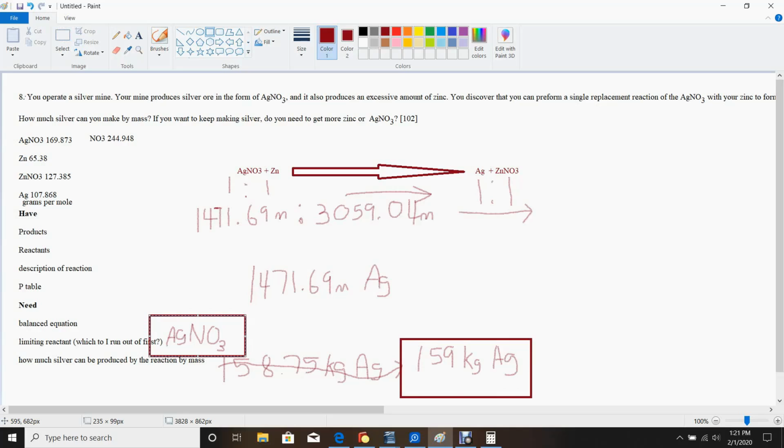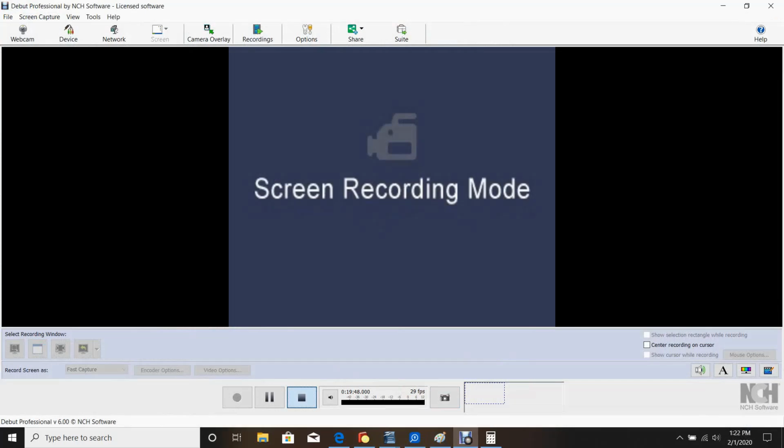Figure out your products and your reactants. Figure out a description of the reaction. Figure out your molar masses. Then use your ratios, because it's a balanced equation, to figure out which is your limiting factor based on how much you have by molar mass. And then make sure your answers are in the format stipulated by the problem. And you are good to go. I hope that was helpful.